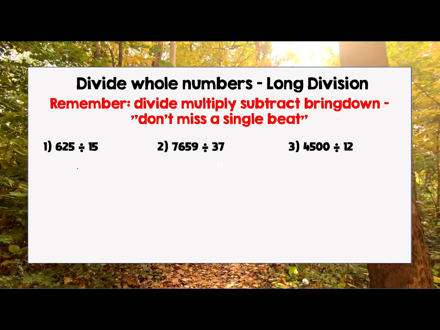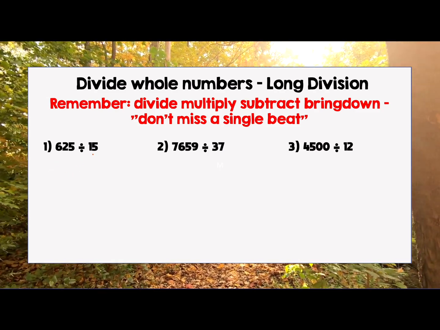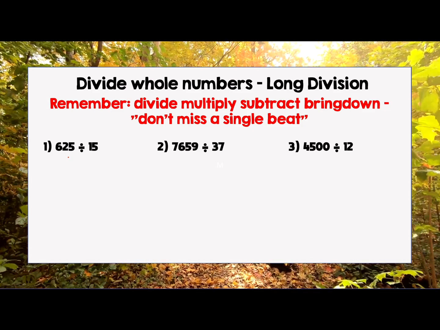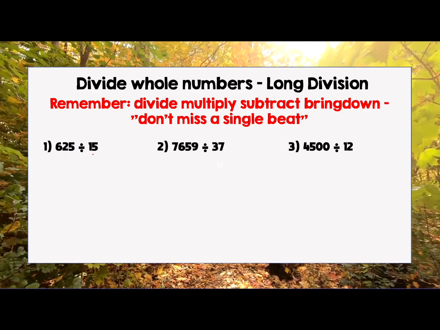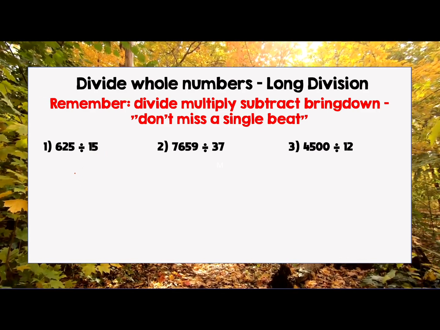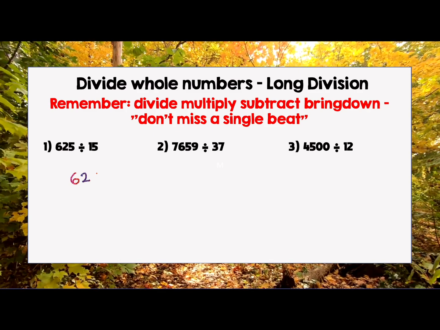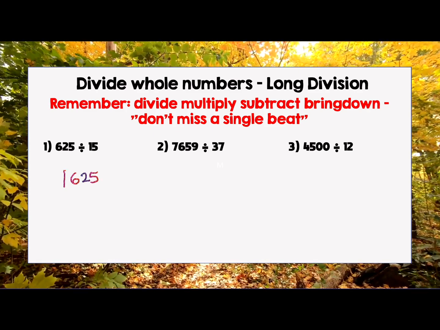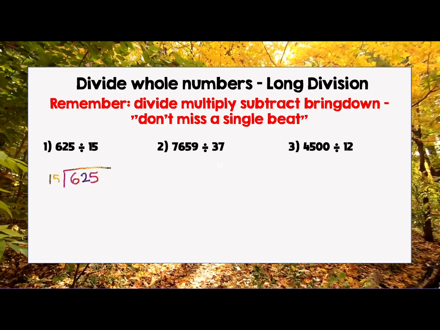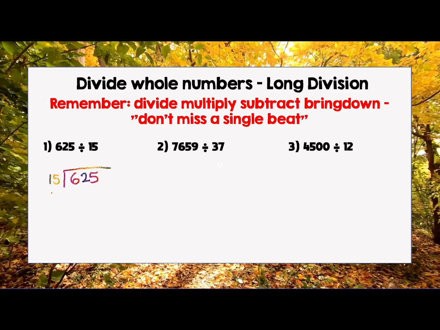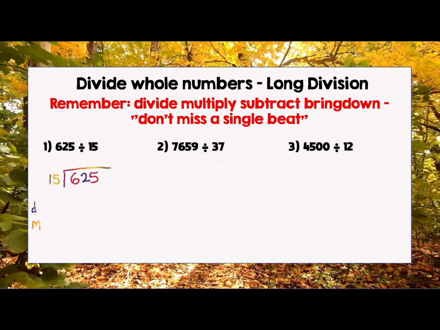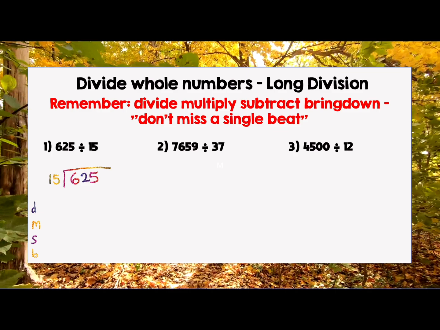Okay, so example number 1. We have 625 divided by 15. So here 625 is our dividend, and we are dividing by our divisor, which is 15. So we'll write that down here. So we'll put the 625 in our bus shelter, and we will put the 15 on the outside. This is our divisor. And our reminder is don't miss a single beat.